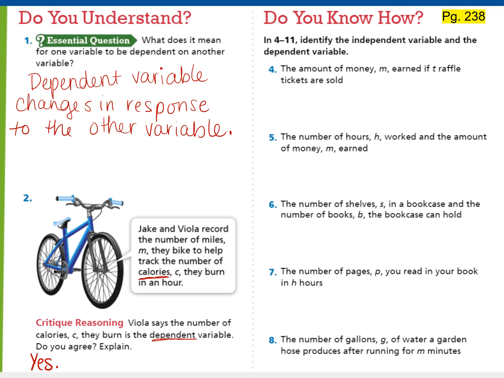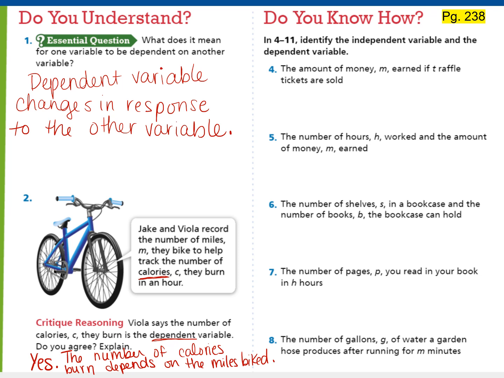Can you write that, please? The number of calories burned depends on the miles biked. So the calories are depending on the miles that you bike, because the calories will change after so many miles or so many half miles and things like that.